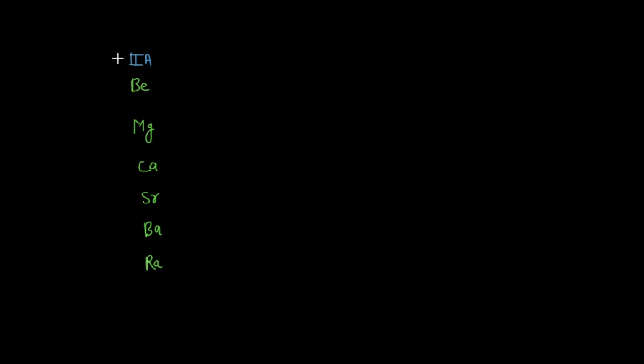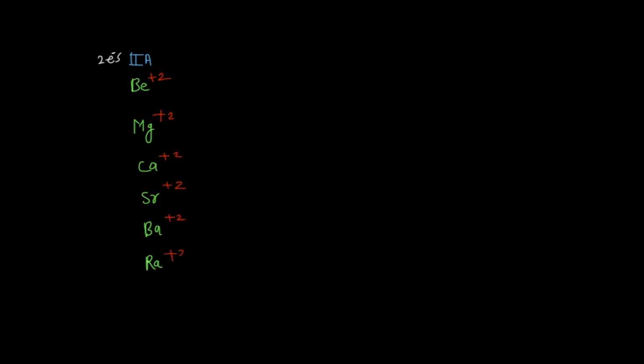Now this group has 2 electrons in their valence shell, that is 2 valence electrons. What are valence electrons? Valence electrons are those electrons which are present in the outermost energy level of an atom. Now this second A group contains 2 valence electrons, and that's why they like to form ions with +2 charge.